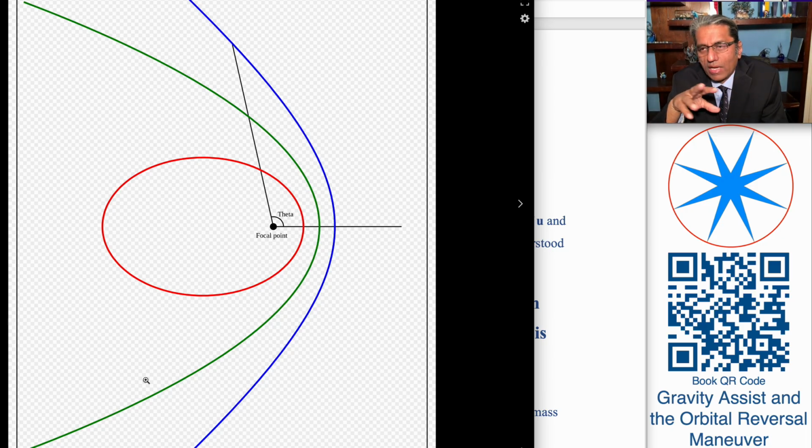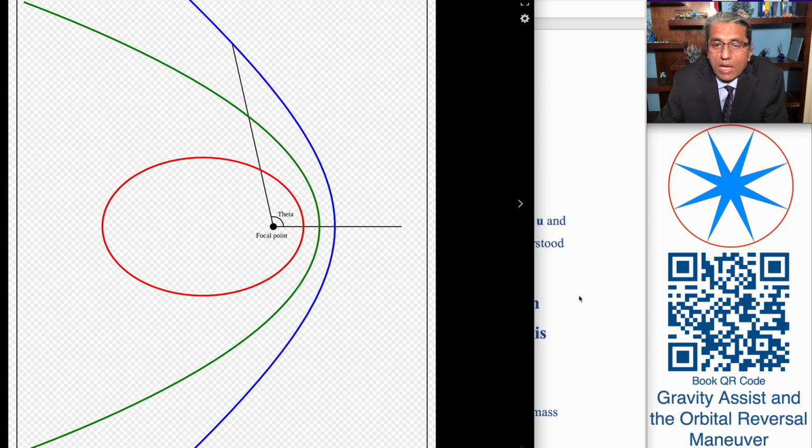Even a parabola is unbound, so it will not actually orbit the celestial body, but it will keep going away. And the hyperbola is when it is not captured and it just experiences a change in direction, and it may experience a change in velocity.